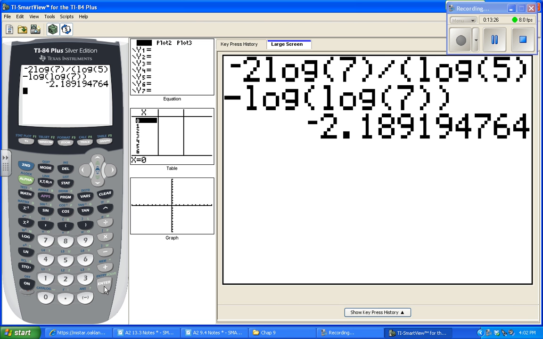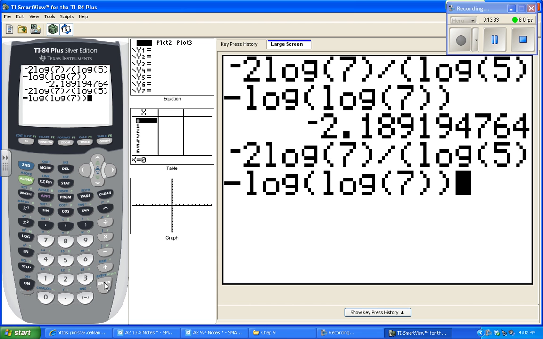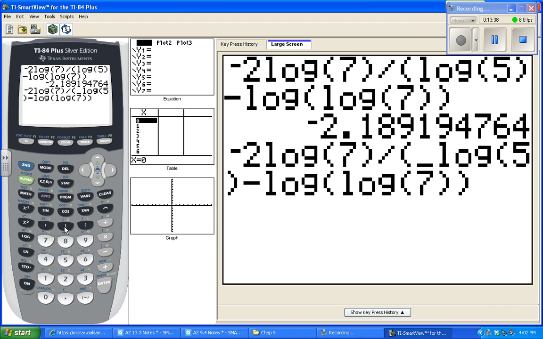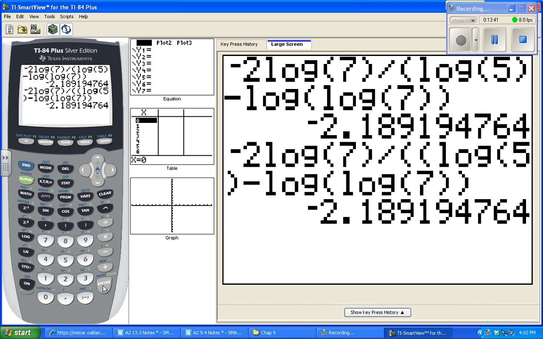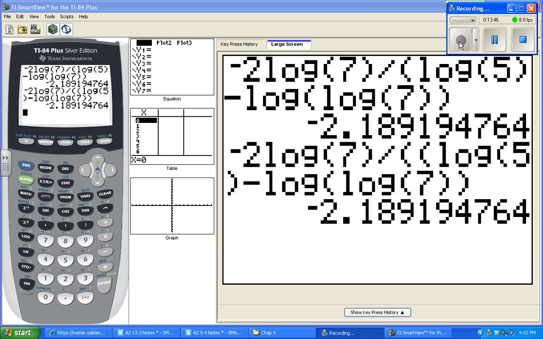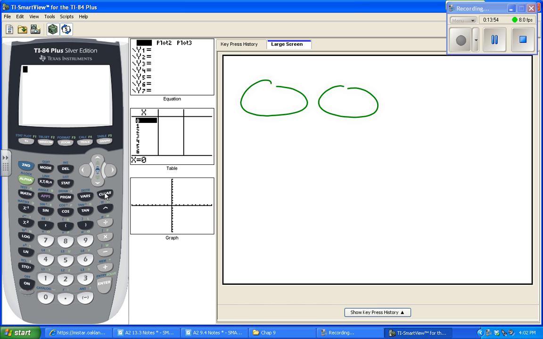Negative 2 log 7. Hang on, I need another parenthesis. Let's put another one at the beginning. Oh, I see what happened. I got too many logs in here. I don't need the log of the log. Let's clear this and do this again. Sorry about that. It was really, the numerator was negative 2. Hopefully you guys caught that the first time. I was just testing you there.